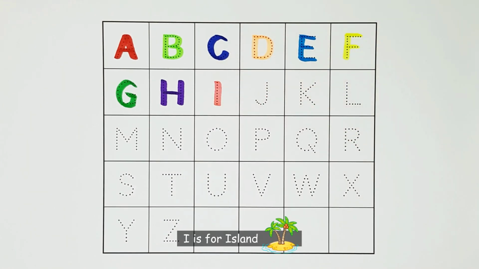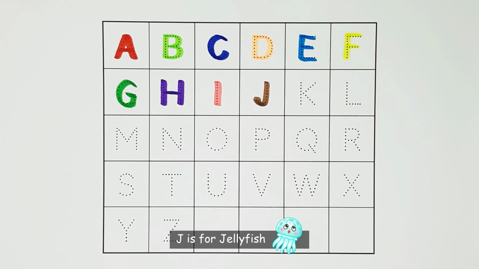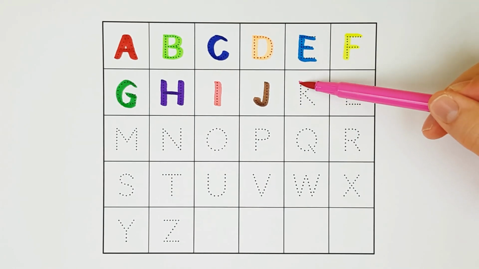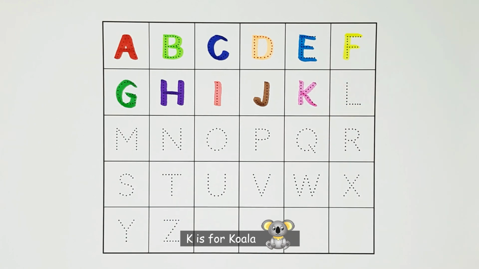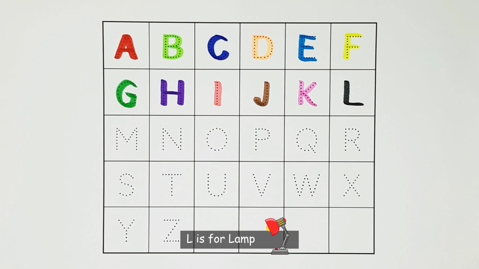I is for island. J is for jellyfish. K is for koala. L is for lamb.